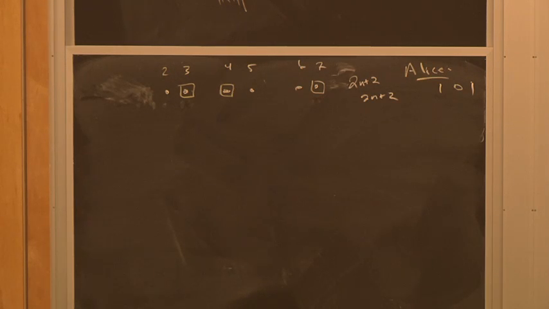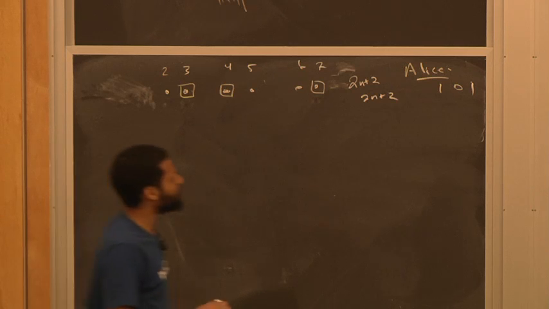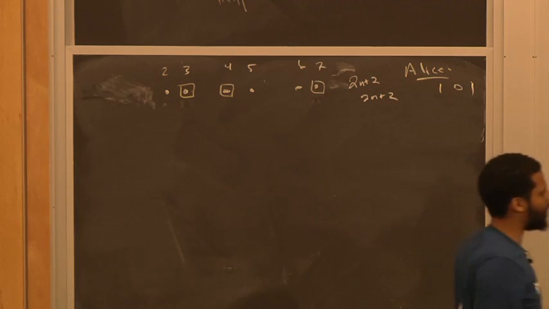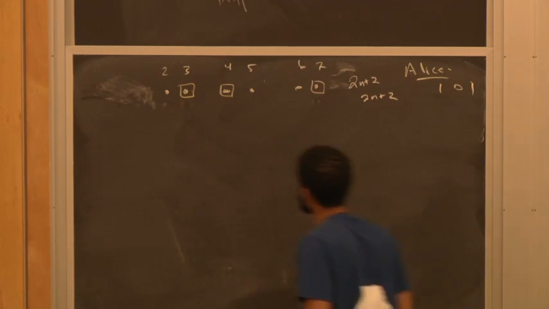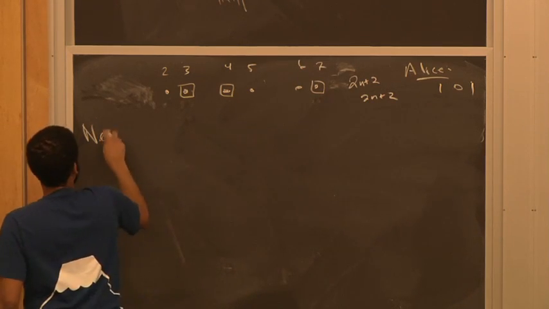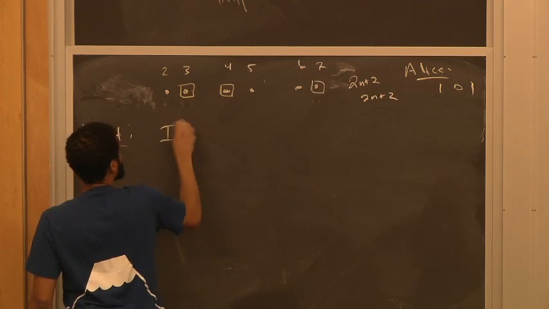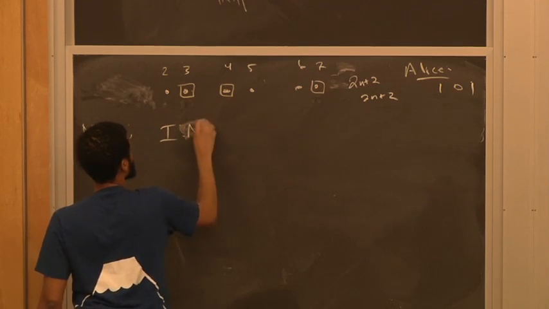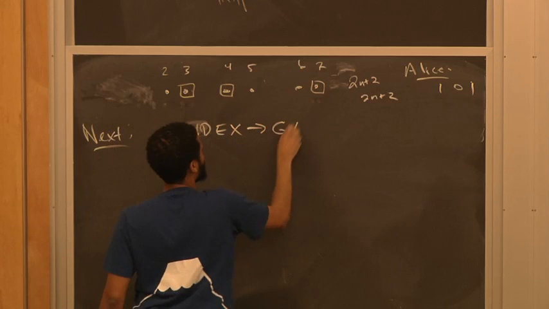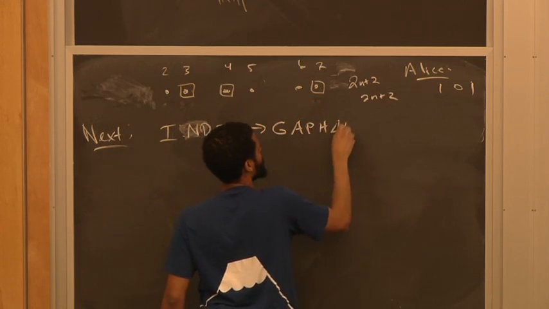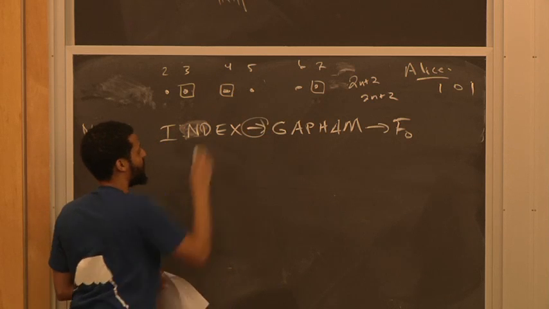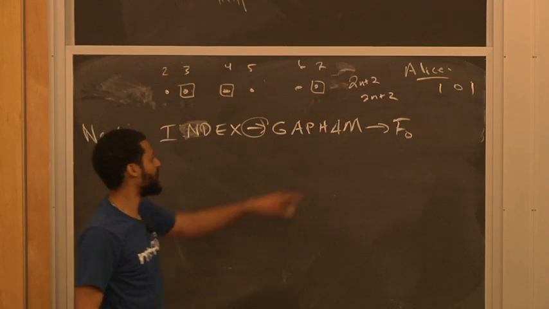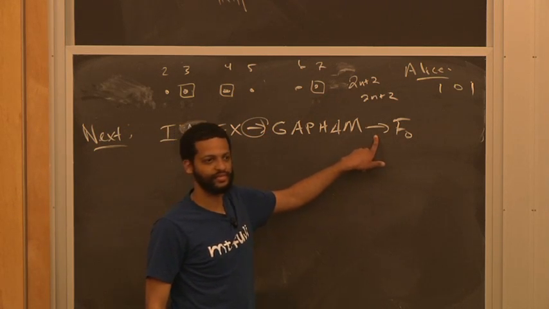Okay. Since we're running low on time, I'll put a pointer to a proof in the notes for gap Hamming. And remember, I also said that index reduces to gap Hamming, which reduces to F0. I'll put a pointer to that in the notes, okay? And then I'll show you this right now.